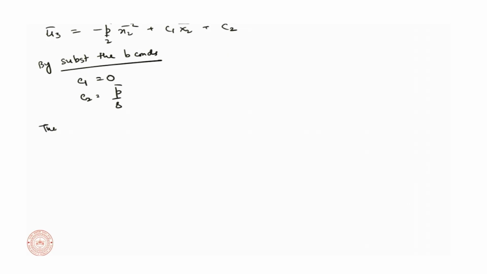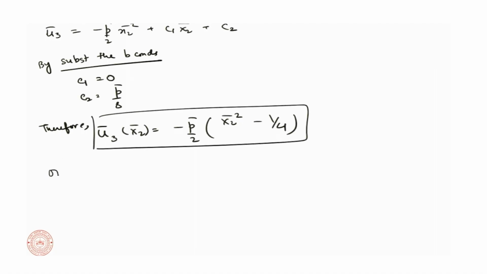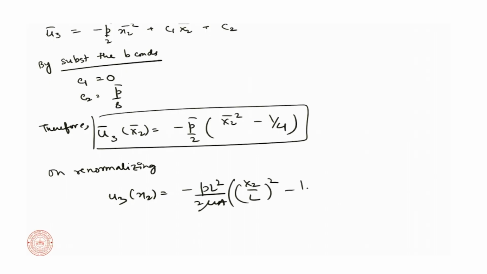Therefore, U3 bar of x2 bar is equal to minus P bar over 2 times x2 bar square minus 1 by 4. On renormalizing, U3 of x2 equals minus PL square by 2 mu A times x2 by L whole square minus 1 by 4.